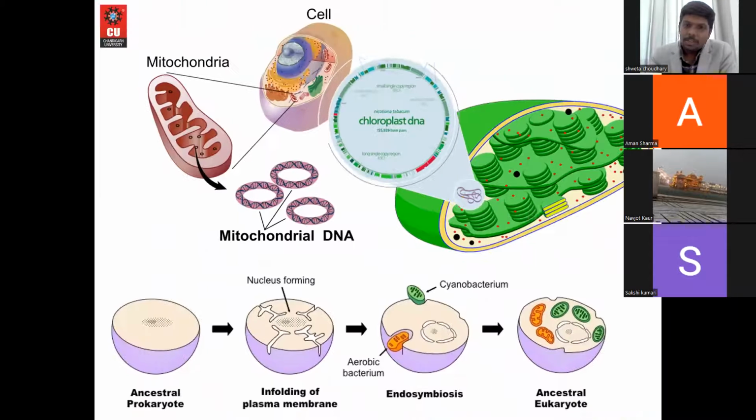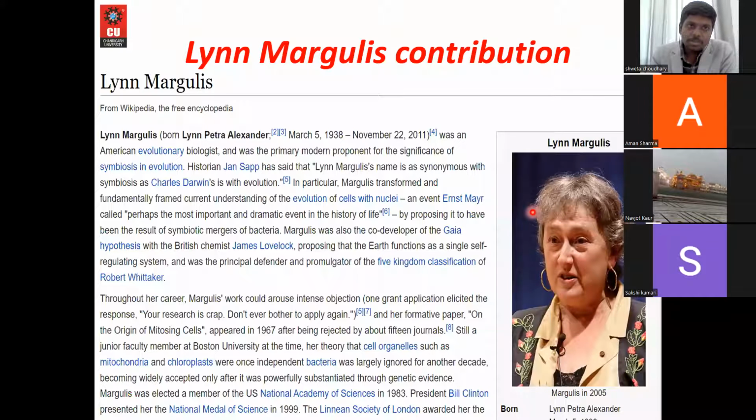So by this, I just want to introduce you to one of my favorite scientists, Lynn Margulis. Unfortunately, she passed away in 2005, but the contributions that she made in the field of evolution, and especially in the field of endosymbiosis theory, are really outstanding. She has given a new view to Charles Darwin's On the Origin of Species.